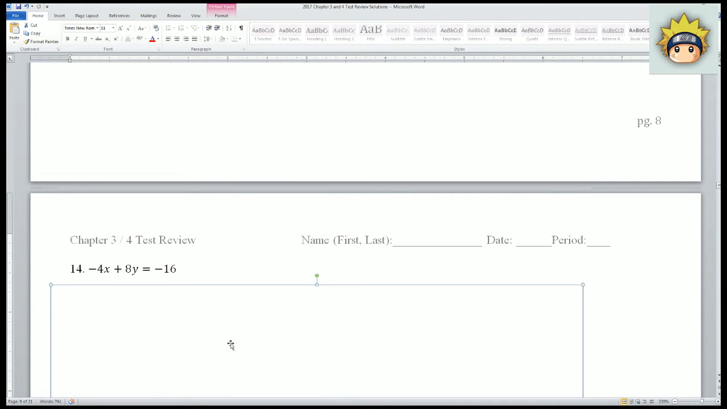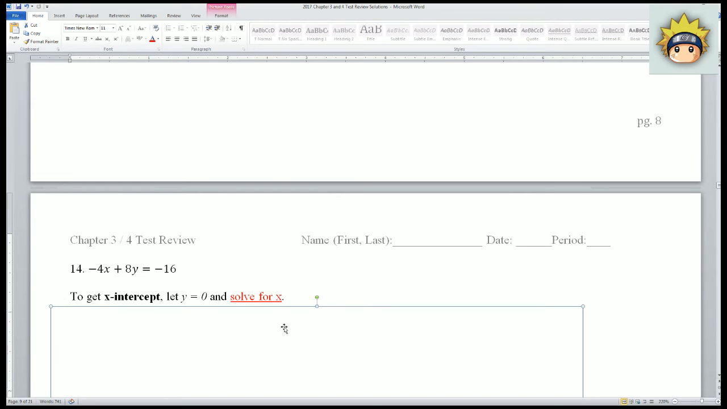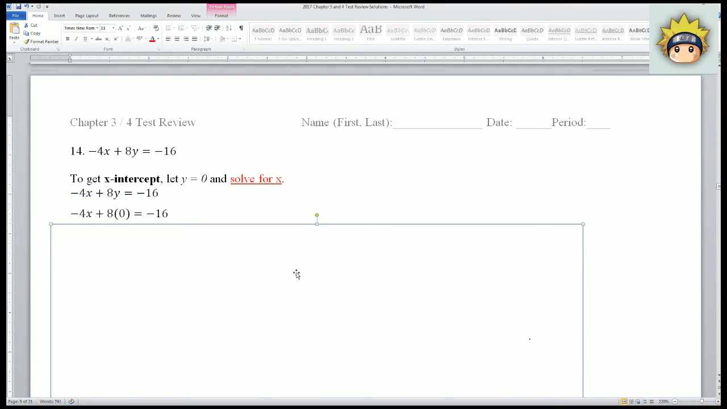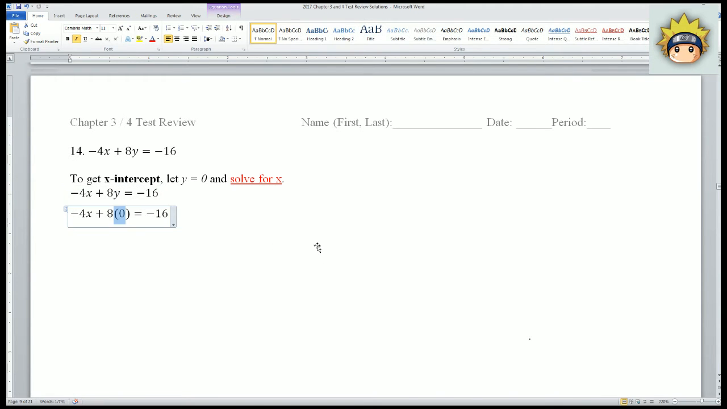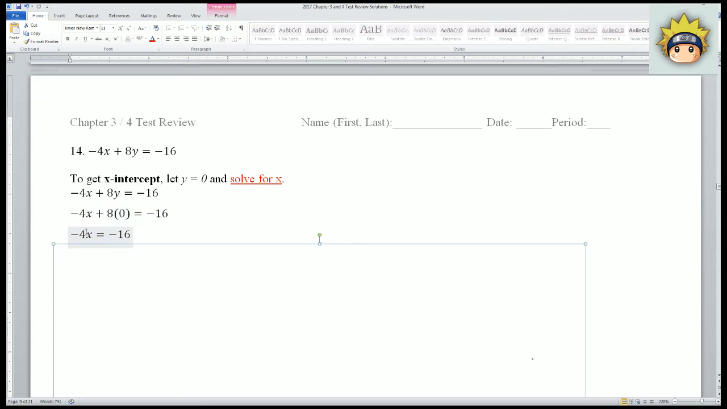My equation is -4x plus 8y equals -16. To get the x-intercept, you have to let y equals 0 and solve for x. -4x plus 8y equals -16. Make that substitution. Y becomes 0. Once you do that, you should simplify into -4x equals -16, because 8 times 0 becomes 0.